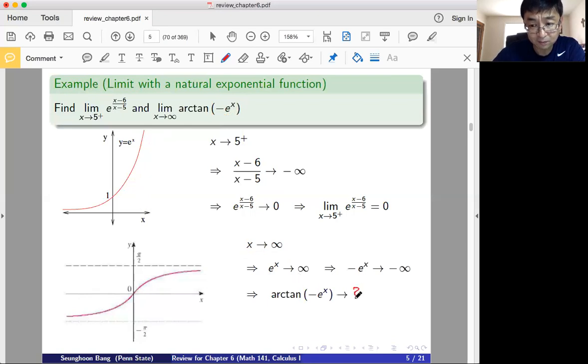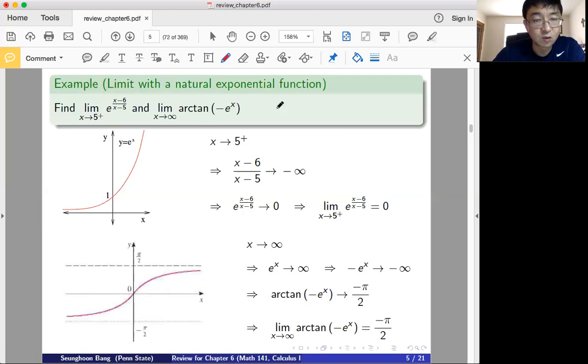So what is the answer? What do you think? Yes, minus pi over 2 is right. The inside one approaches minus infinity. What happens to arctangent? The inside approaches negative infinity, and arctangent approaches this horizontal asymptote, negative pi over 2. The answer is negative pi over 2. Yeah, we have it. This is the answer.